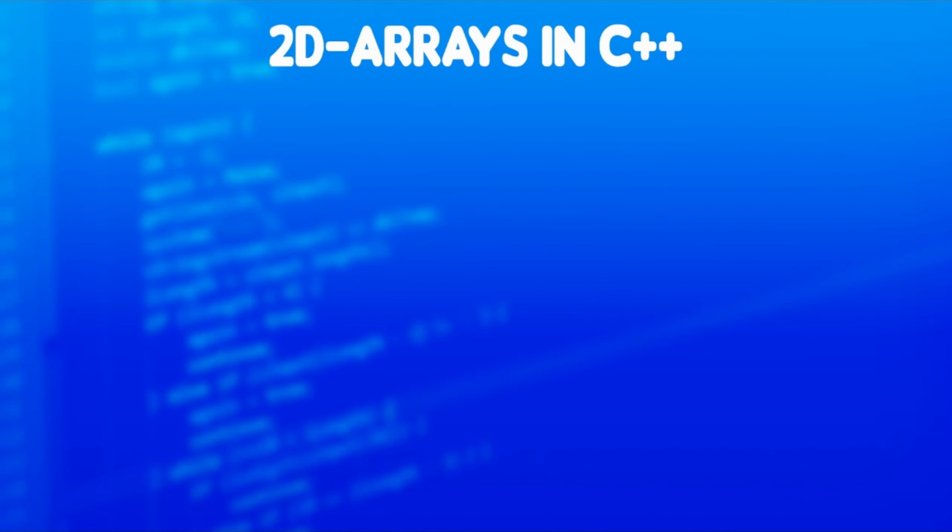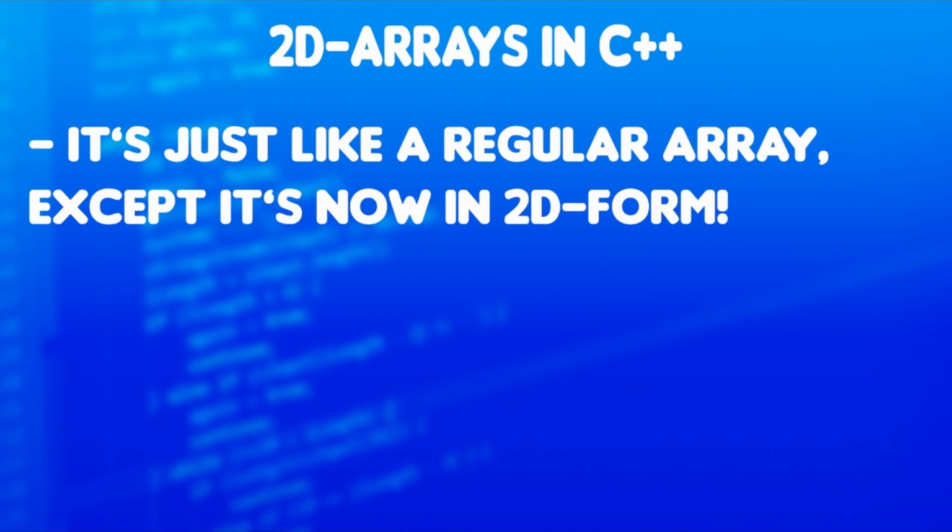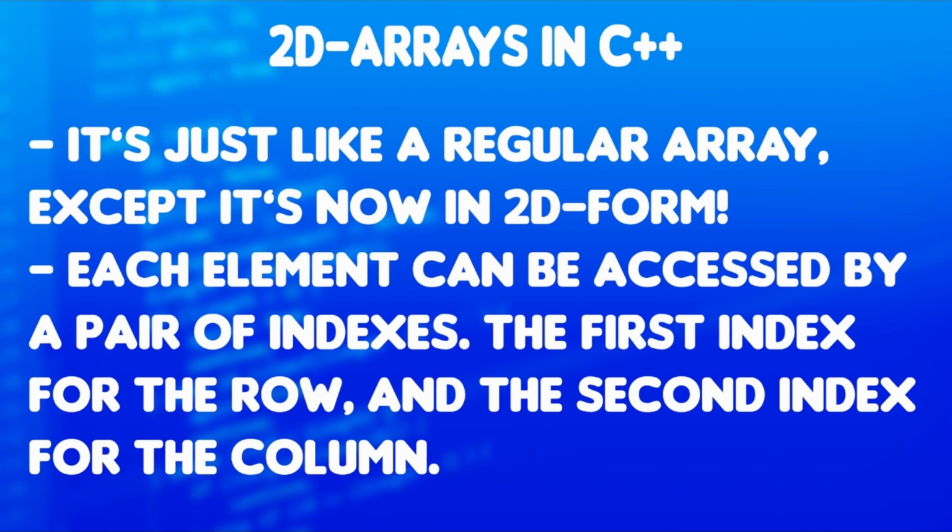So what is a 2D array? A 2D array is basically like a normal array, except it is now in two-dimensional form. Each value or element in the 2D array can be accessed by a pair of indexes, the first index for the row and the second index for the column.